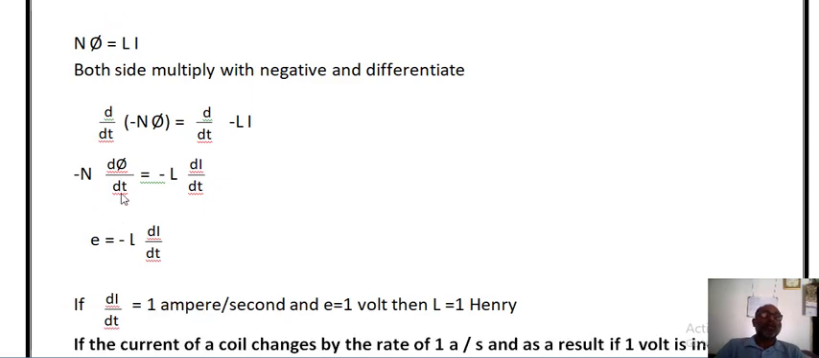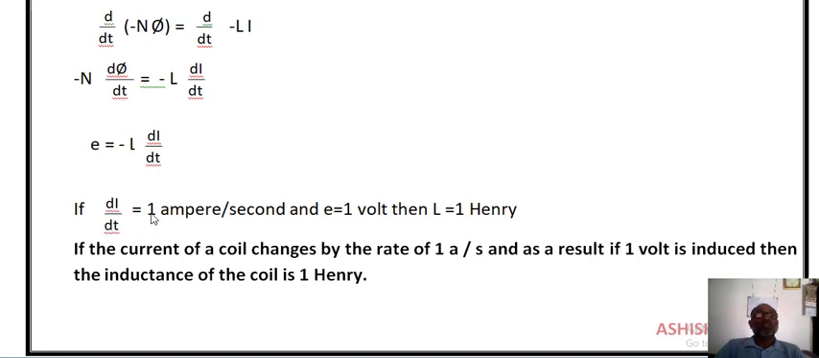So minus N d phi by dt is nothing but, according to Faraday's law of electromagnetic induction, the induced EMF. We have already seen this in Faraday's law of electromagnetic induction. So minus N d phi by dt is the EMF induced in the coil or the conductor, and it is equal to minus L di by dt. Here di by dt is the rate of change of current. So if di by dt is equal to 1 ampere per second, then E is equal to 1 volt, then L is equal to 1 Henry.